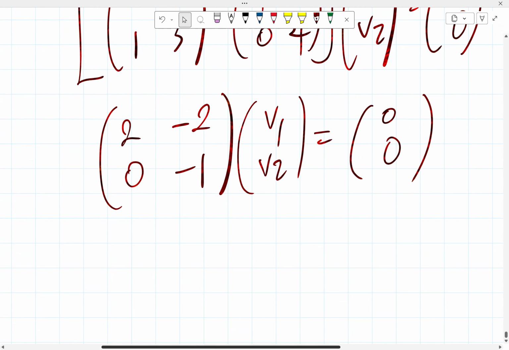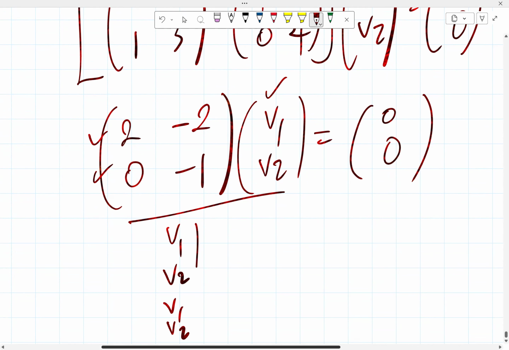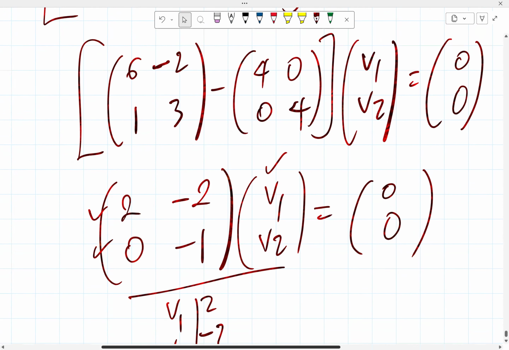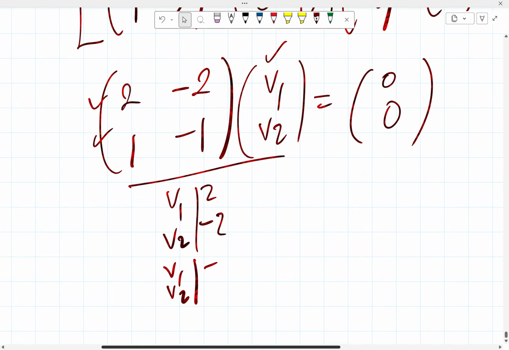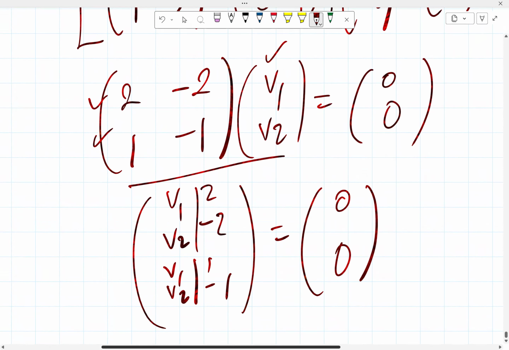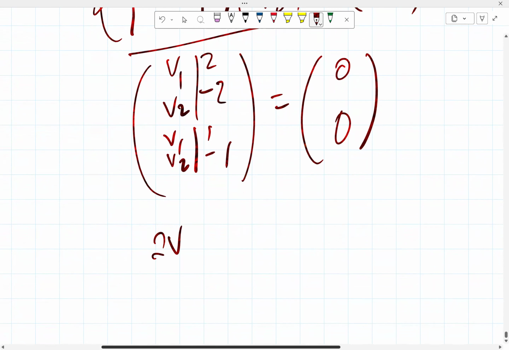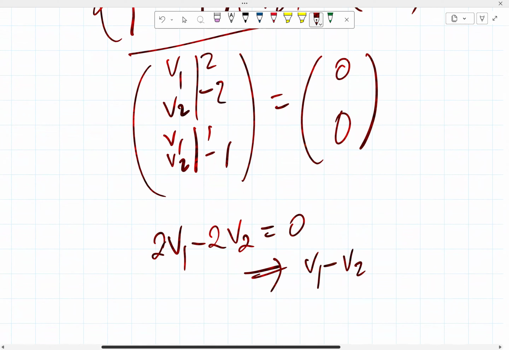So we can expand this now. To expand this, we know 2 rows, so we write this twice. So we have v1, v2, v1, v2. So that is 2 minus 2, 1 minus 1, and that is equal to 0, 0. So at the end of the day, we have 2v1 minus 2v2 equals 0. If you divide through by 2, this implies that v1 minus v2 equals 0.